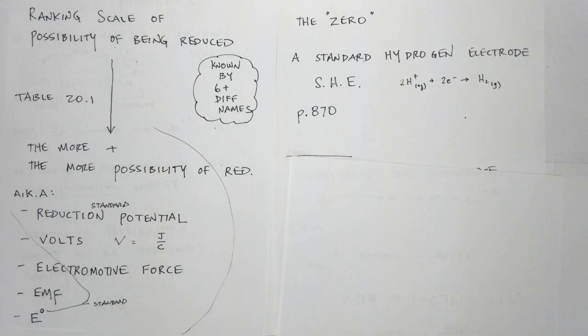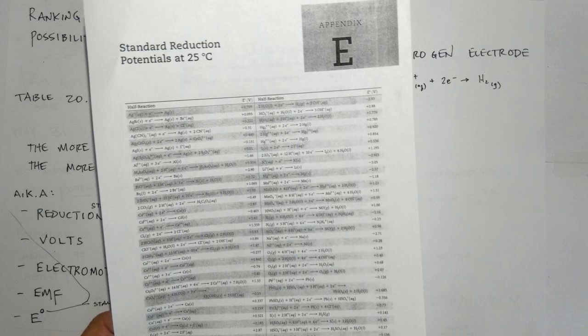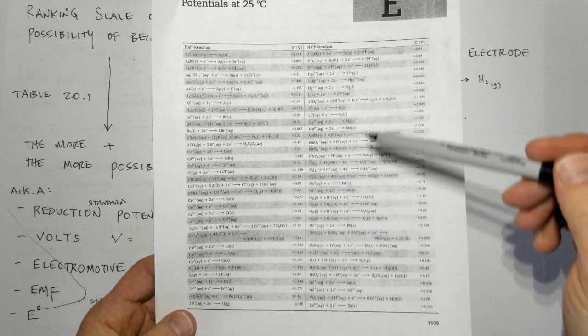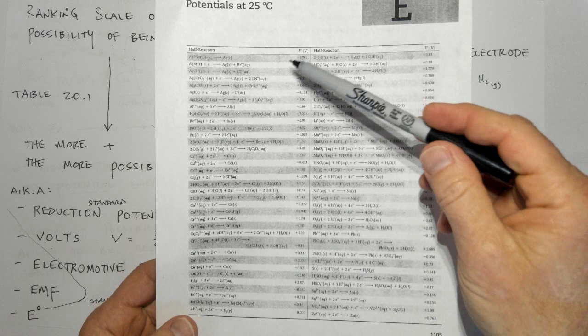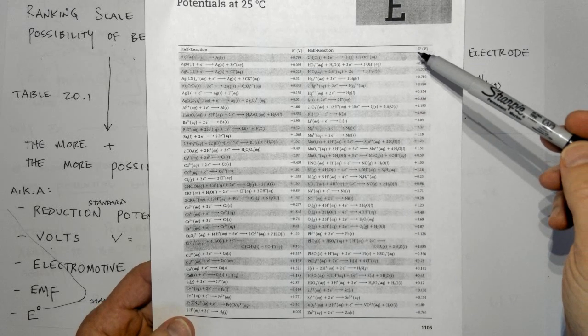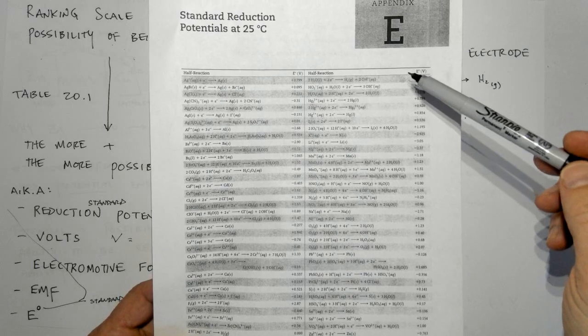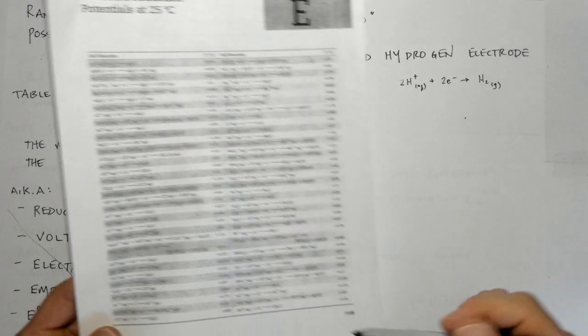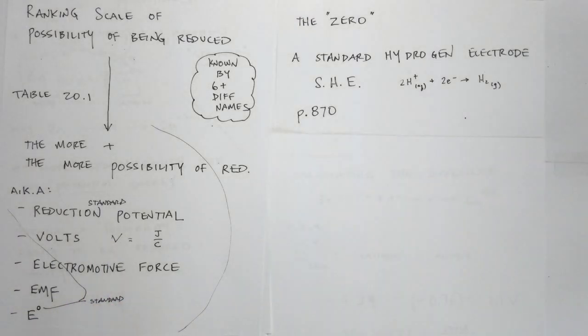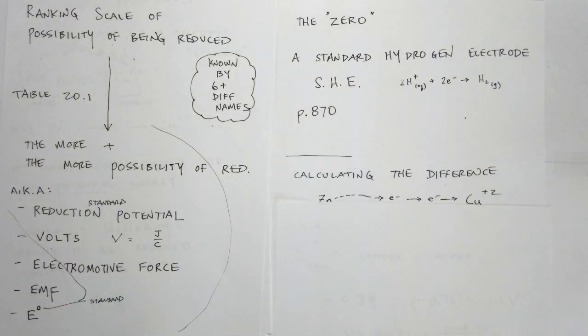There is a much greater standard reduction potential, or E ranking, in Appendix E of your textbook. In Appendix E, they have hundreds of different half reactions that give you the standard reduction potential, or the voltage, or the E circle, the E with the little circle. This is in the back of your textbook in Appendix E. We'll refer to that when we're doing lots of problems.